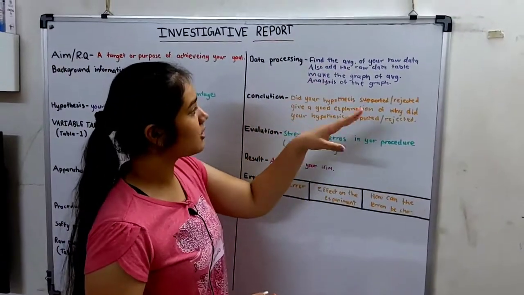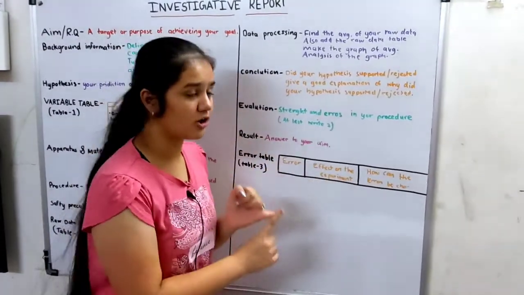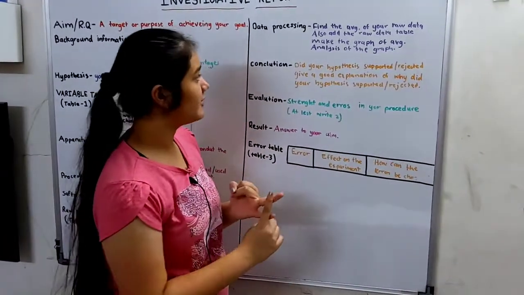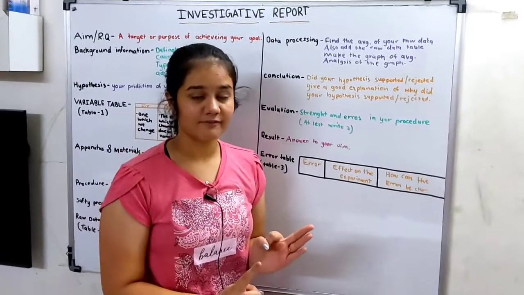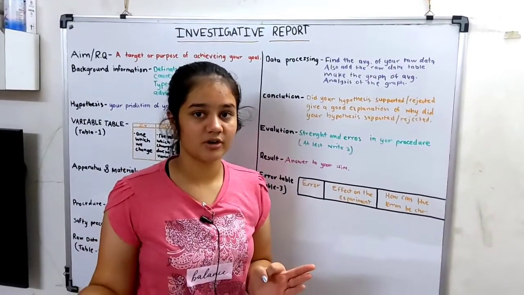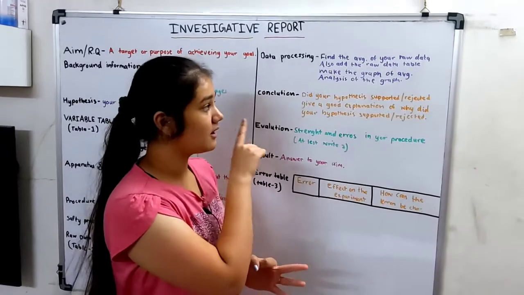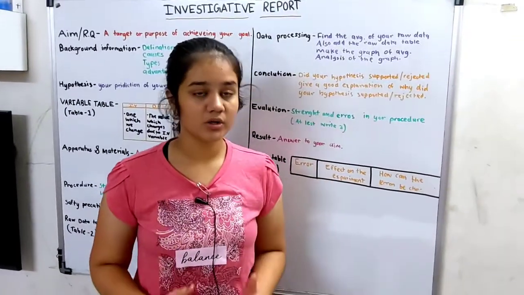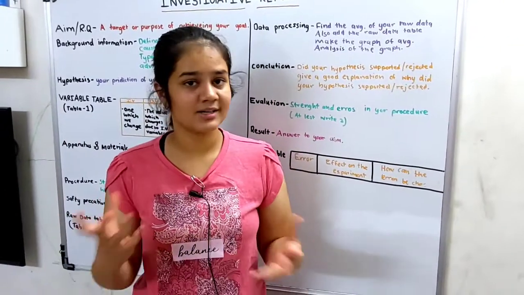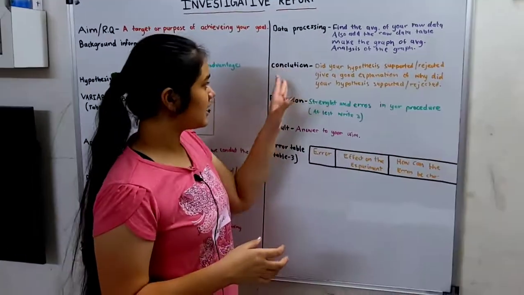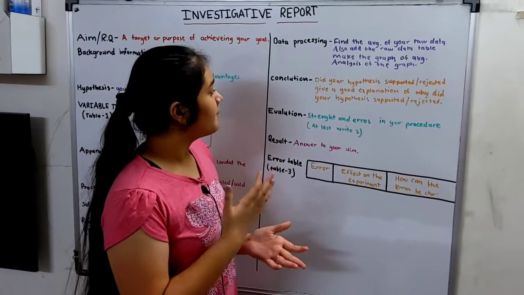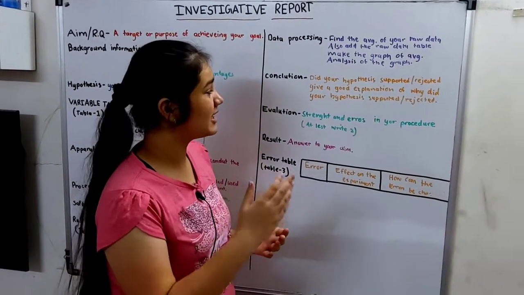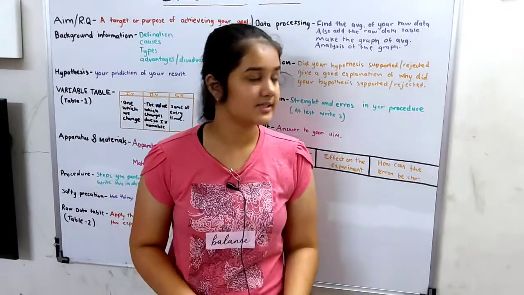So also add the raw data table. Here you add your raw data table, you find the averages, and make a graph of the averages, not the amounts that you used in your raw data. You make the table of your averages and analyze that graph. So what do you think that graph looks like? You analyze it basically.